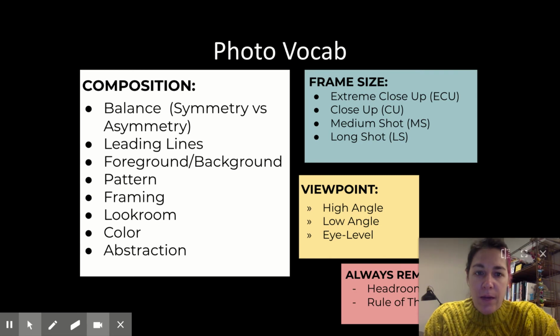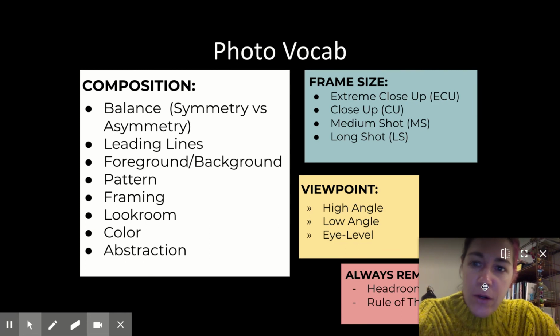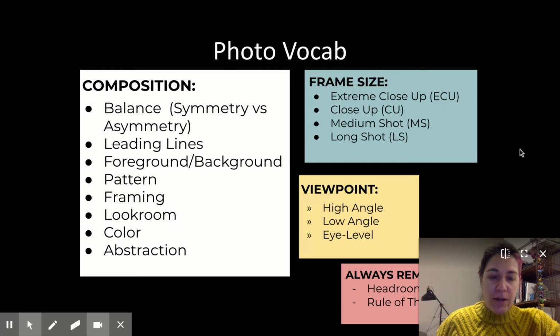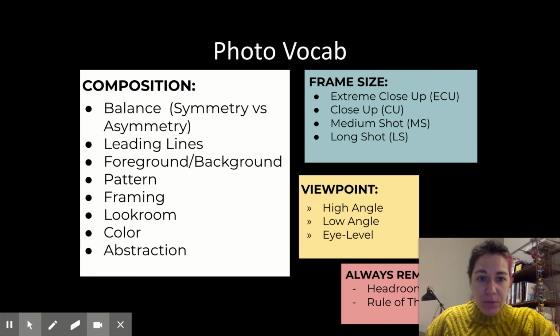So when you think about taking a photo, there's a couple things you want to think about. First thing is, what's the composition? Are you going to have a symmetrical photo? Is it going to be balanced on each side? Is it going to be asymmetrical? Do you want to do a leading line shot? Are you going to have a foreground background shot? You want to do patterns or a framing shot or a look room color, or do you want to take an abstract photo? Those are the different options for compositions.